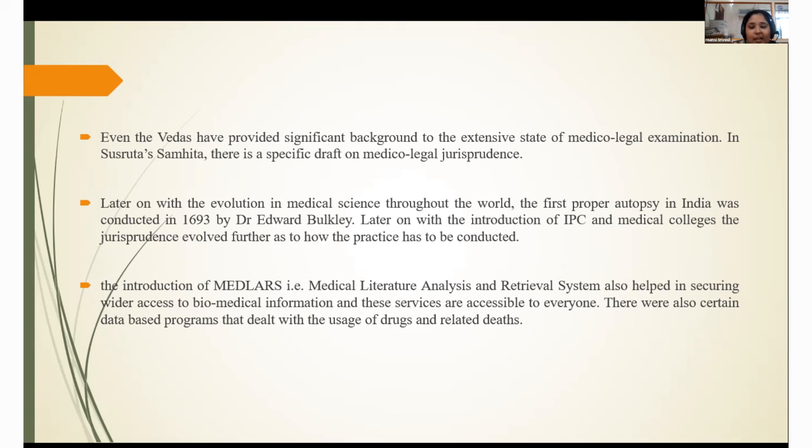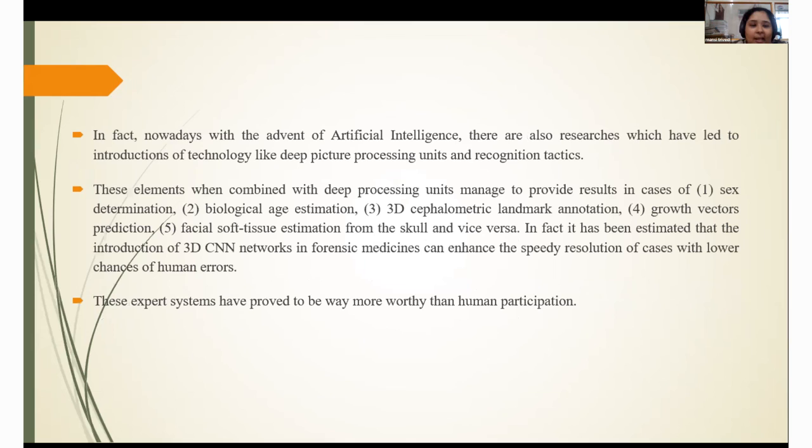Similarly, there are various libraries and literature analysis systems through which biomedical information can be made accessible to people. Nowadays, with artificial intelligence, there is research leading to the introduction of technology and recognizing the different kinds of strategies that can be imbibed. These elements include sex determination, biological age estimation, 3D cephalometric landmark annotation, growth vector prediction, facial soft tissue estimation from the skull, and vice versa.